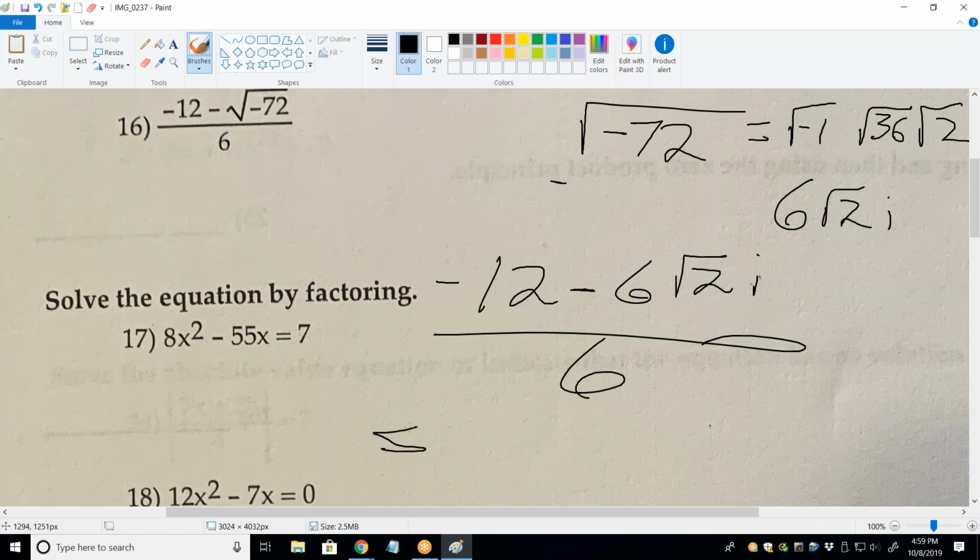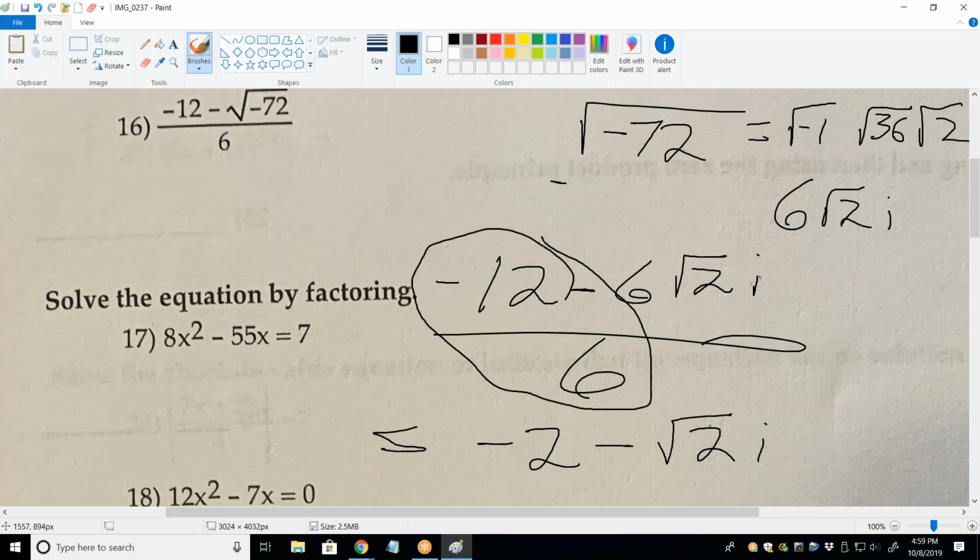Give me the final answer. It would be negative 2 minus root 2i. And if they want all of their answers in a plus bi format, then you do have to break that up into two fractions. In this particular case, I can think of it as just dividing top and bottom by 6. But even if this was a 5, I would want to break it up.